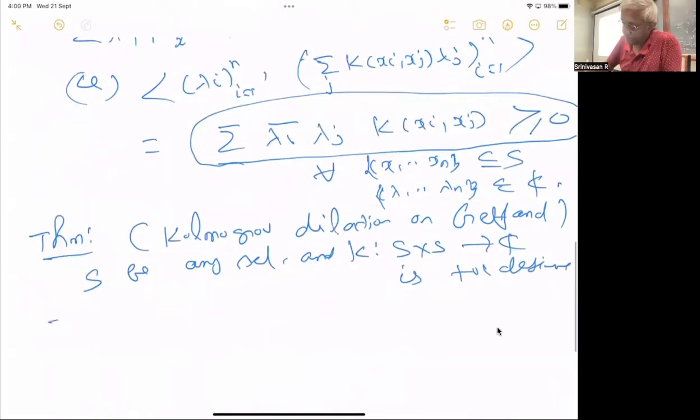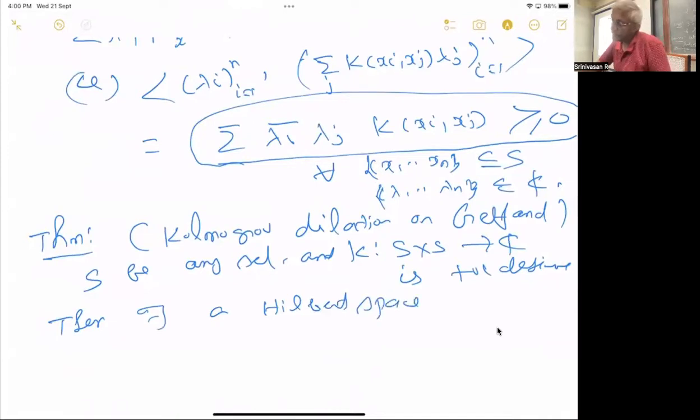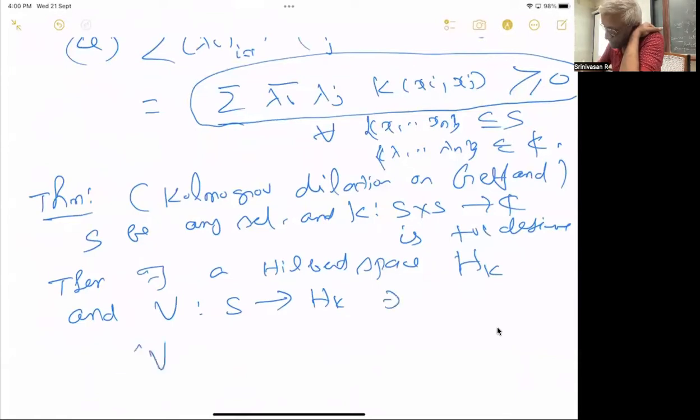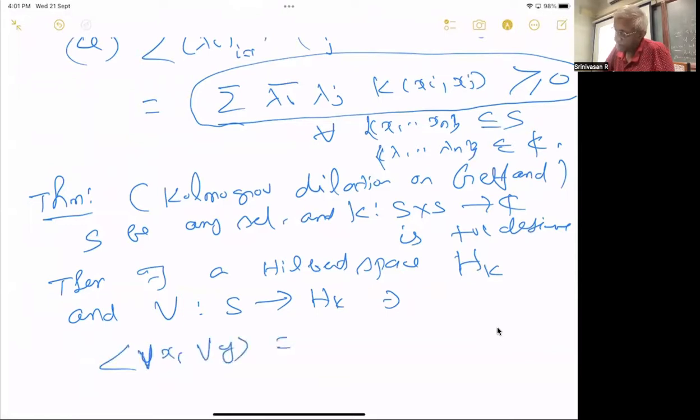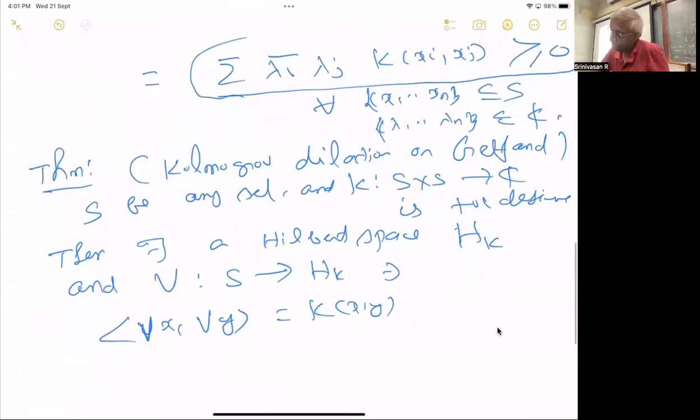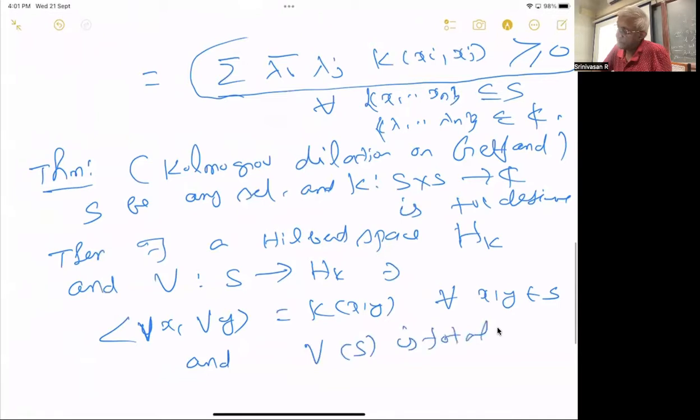Then there exists a Hilbert space. It depends on K, so maybe we call it H_K, and a function V from S into H_K such that the inner product of V_x and V_y is equal to K(x, y). And V of S is total in H_K.